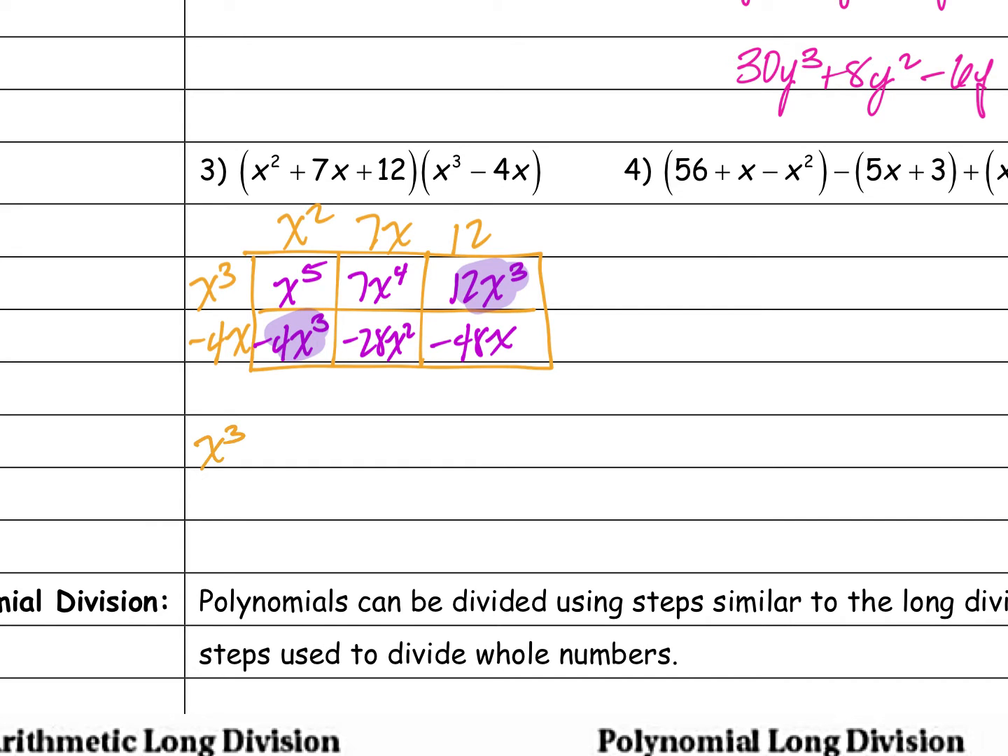Oh, nope. X to the 5th plus 7x to the 4th plus 8x cubed minus 28x squared minus 48x.